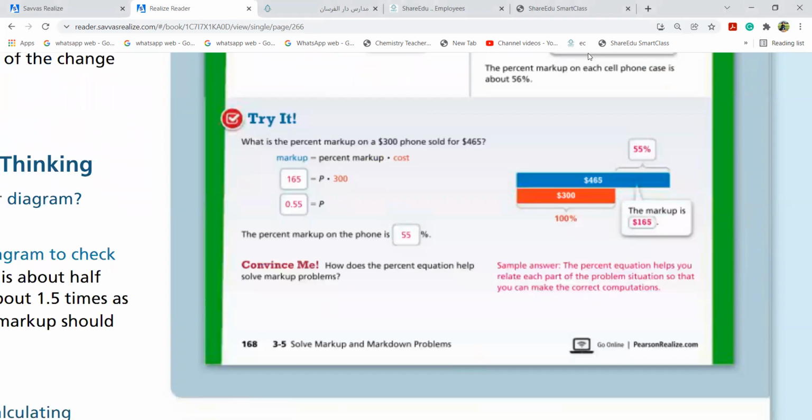Very simple. Now here, what is the markup on the $300 phone? It was 300. And how much did they sell it for? 465. Okay. First thing, I write here 465 minus 300. Why do I subtract? Because you want to know how much the markup is. Yes. So tell me how much it is then.